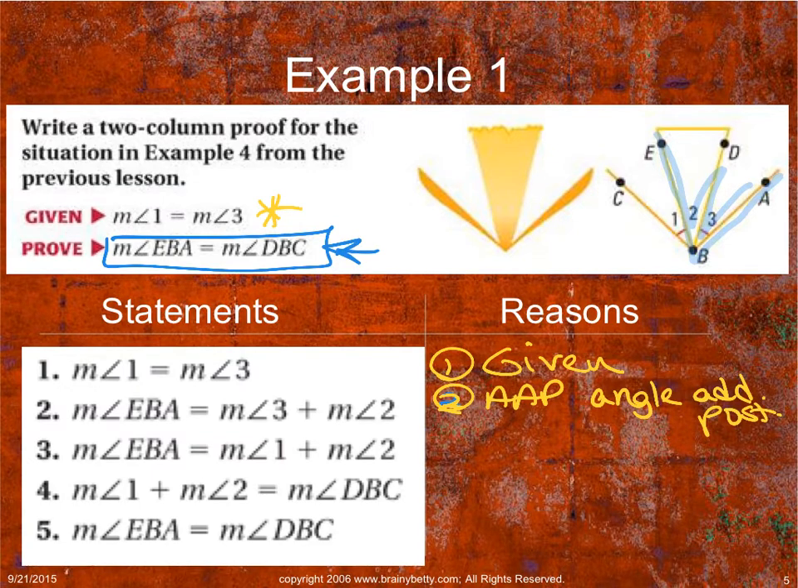Anybody have any idea what they did from step 2 to 3? What's different? Good. The measure of angle 3 was changed to the measure of angle 1. And if you go back to step 1, look what they told us. They told us that angles 1 and 3 are equal. So what do you think they did? Substitution.